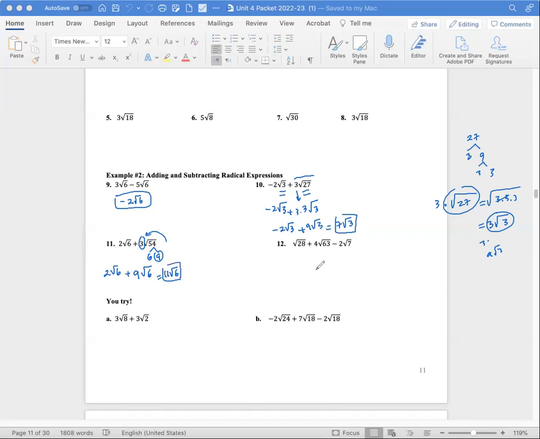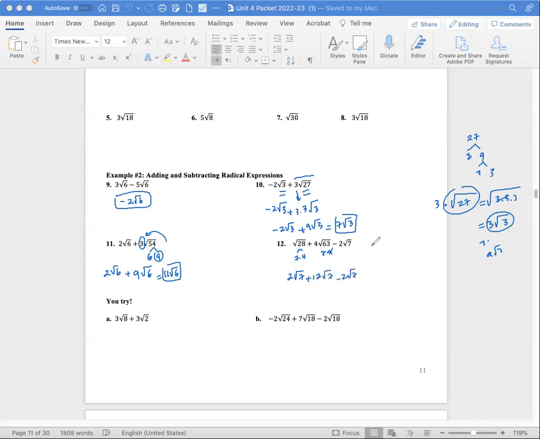Okay, and similarly, here you can see 7. Let's see if we can get a 7 for all of them, because 7 is prime. 28 is 7 times 4. We know that. 63 is 7 times 9. So from the 7 times 4, the 4 is going to go out as 2. 2 rad 7 plus, here you have a 4, the 9 goes out as 3 to multiply the 4 on the outside, so that's 12 root 7, and then minus 2 root 7.